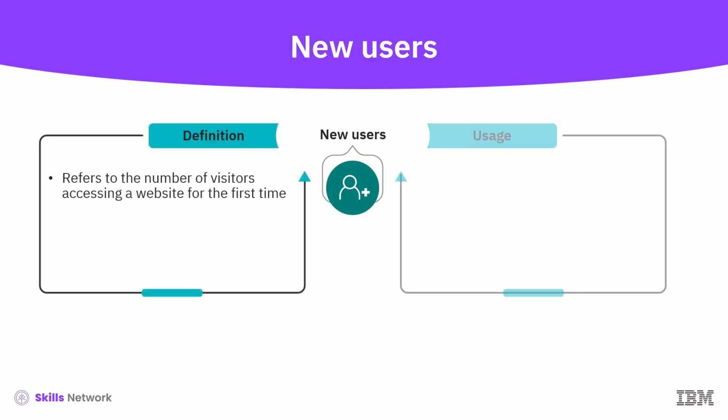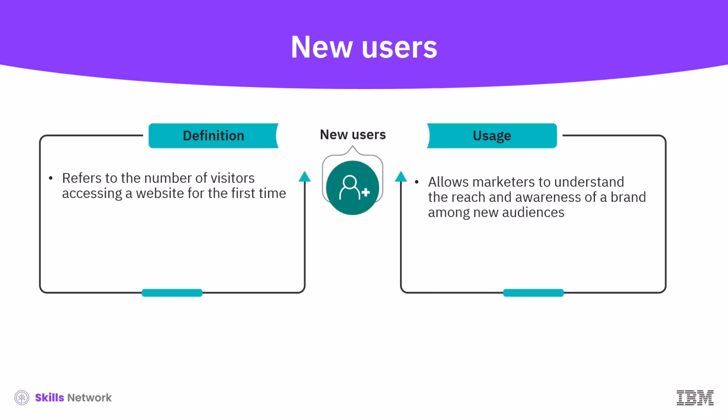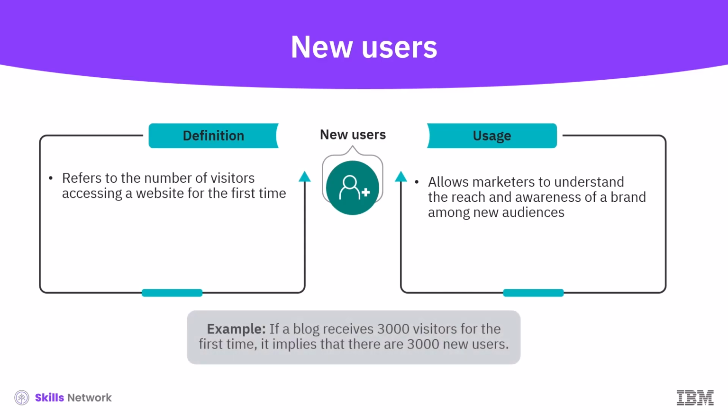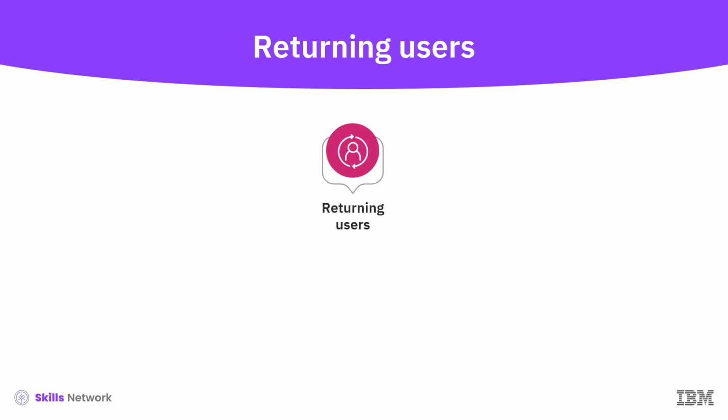Another key marketing metric is new users, which refers to the number of visitors who are accessing a website for the first time. It is an important metric for marketers to understand the reach and awareness of a brand among new audiences. For example, if a blog receives 3,000 visitors for the first time, it implies that there are 3,000 new users. The next key metric is returning users.